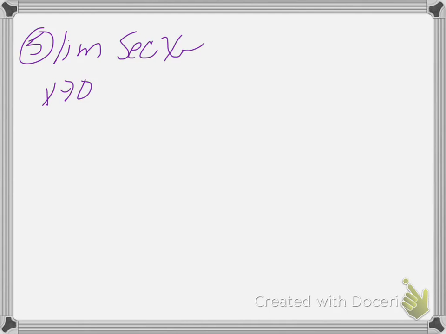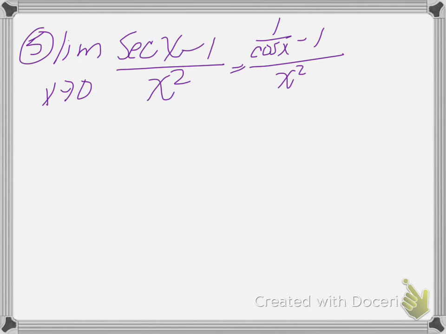And finally, we'll move on to number 5, which was a problem on the last test, and I warned you to make sure that you can do all the problems from the previous test. So for this problem, the first thing that you're going to do is you're going to change secant x to 1 over cosine. And then you're going to need a common denominator.